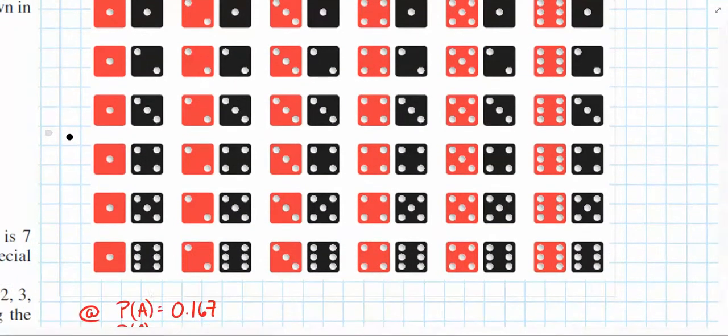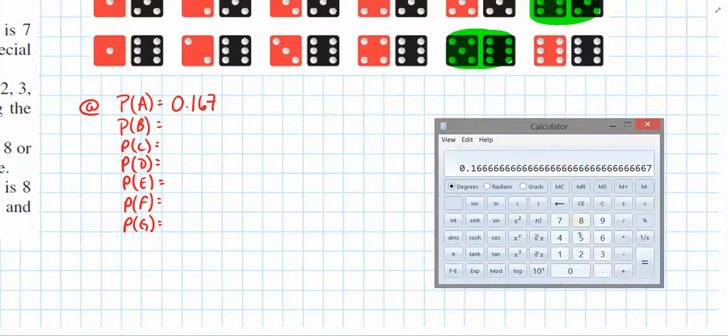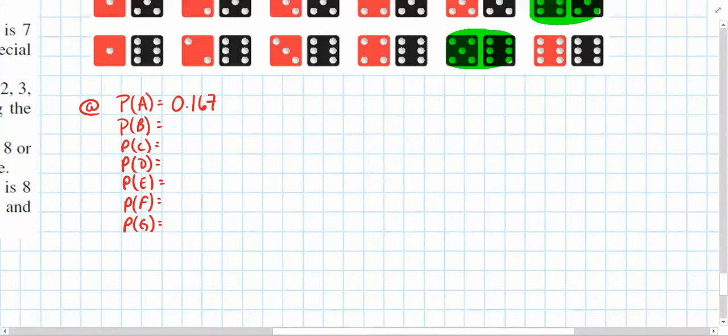How about for probability B, that the sum of the dice is 11? Okay, the sum of the dice being 11 has to happen here or here, and that's it. So that's 2 out of 36. 2 divided by 36 is 0.056.